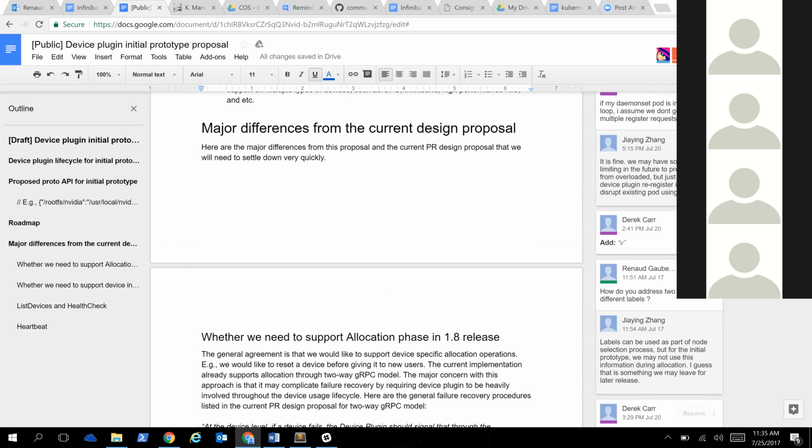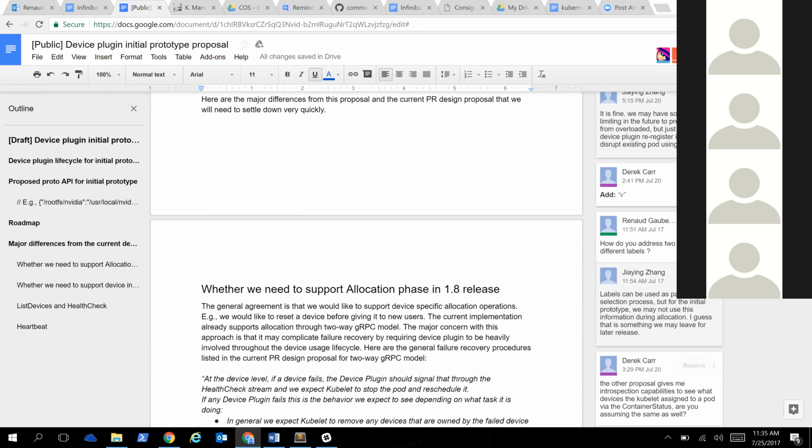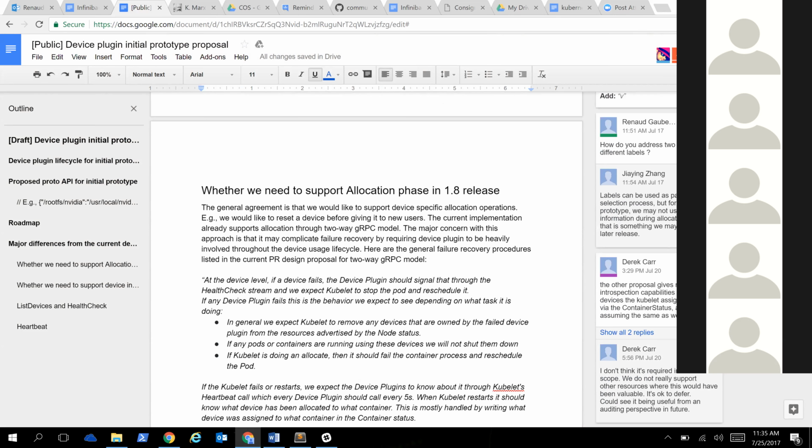I think you can. It looks like you already have the document. Go down to this section. One question we discussed over the past week is whether we want to support the allocation phase in 1.8. I think you have explained why you think this is an important feature to support in the initial prototype. And we definitely agree this is a feature we want to support.